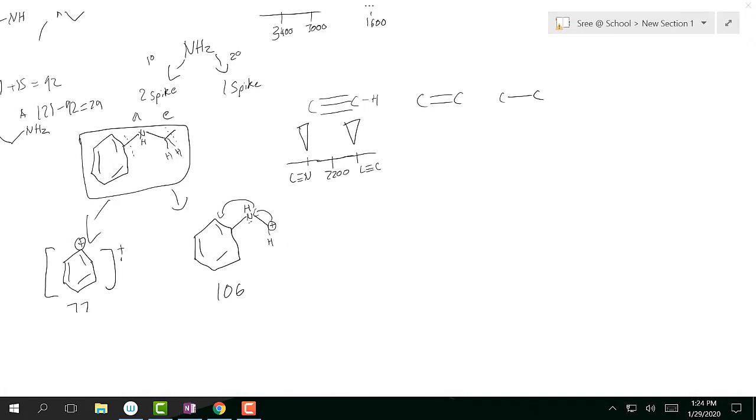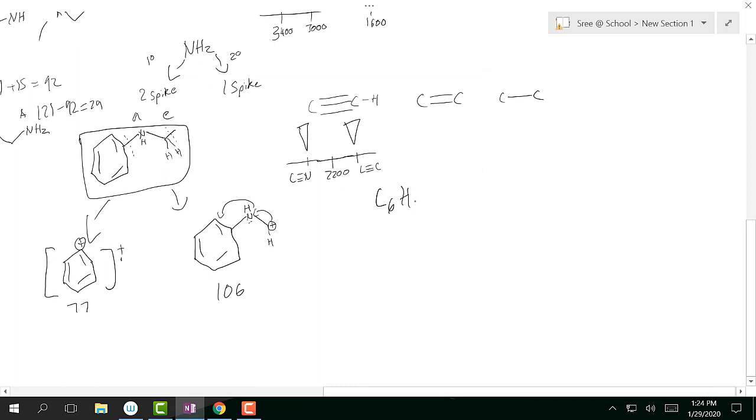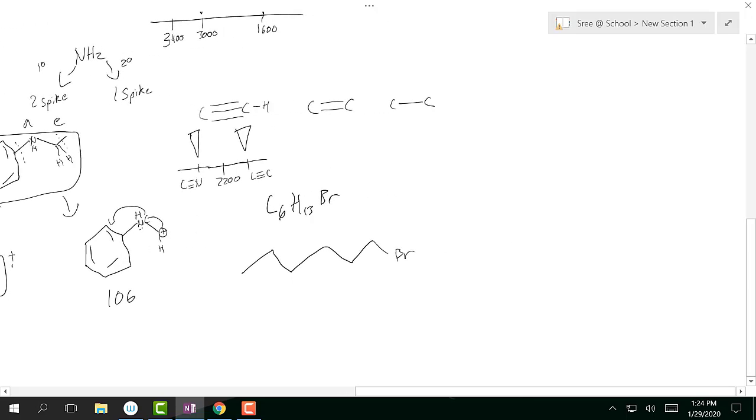So C6H13 and bromine. Okay. So I'm going to draw out the basic structure by just putting 6 carbons and then putting a bromine at the very end. Okay. And the H's should match up. Now it's saying this went through NaOH, so that just replaces the bromine.